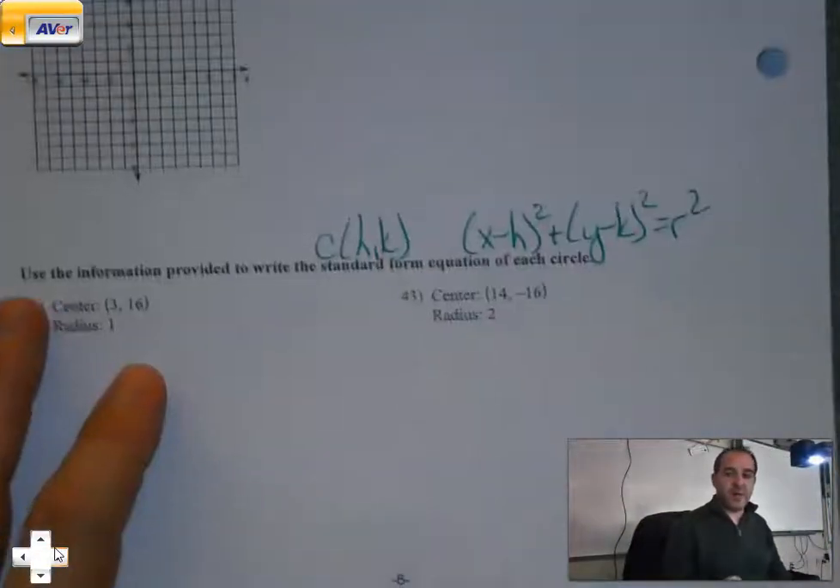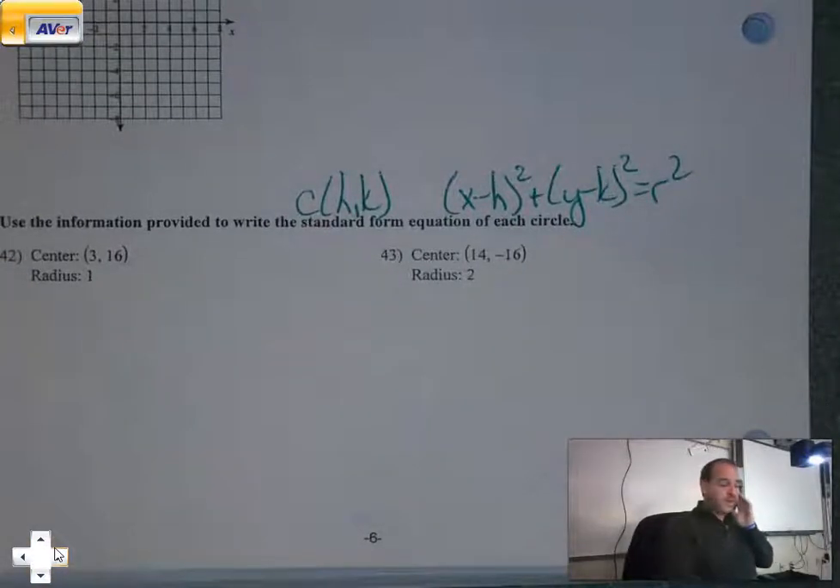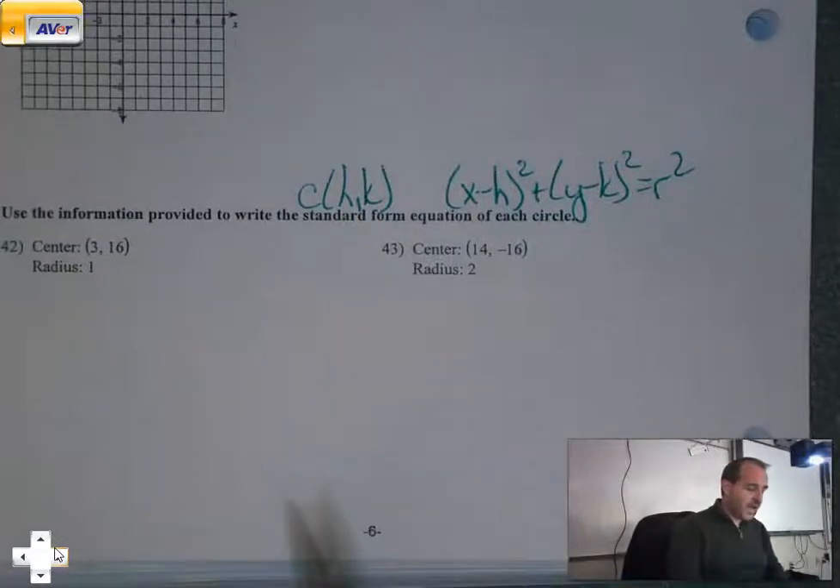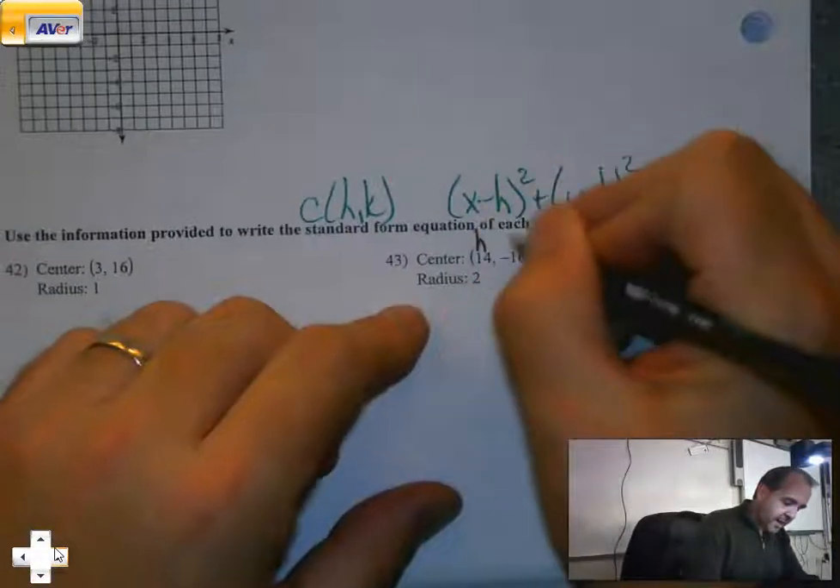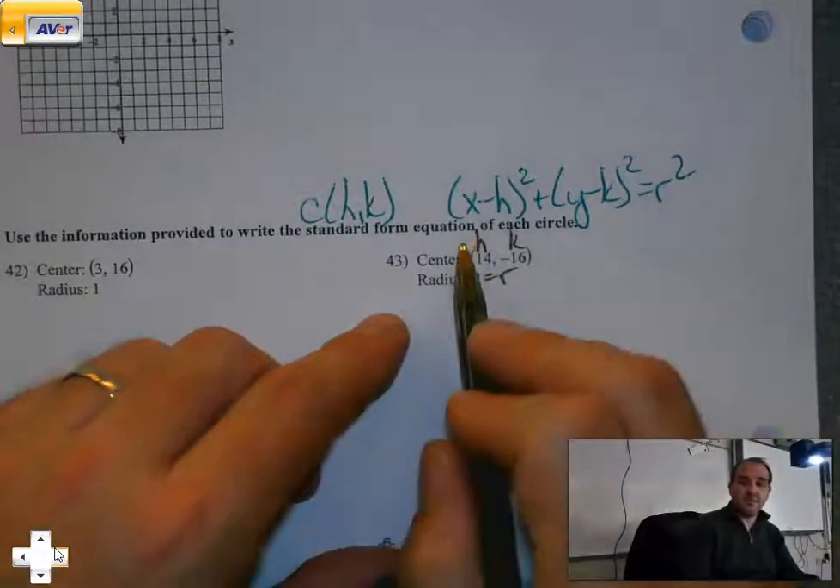Oh, we're getting near the end. All right, Hardy's going to go up to 43, because I do not want overkill on this stuff. I want you to actually be able to use it. So there's my standard form of a circle. Okay, my center is H and K. So here's H and K. Here's my R. I'm just plugging into this.